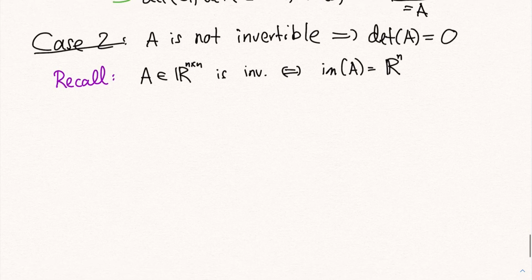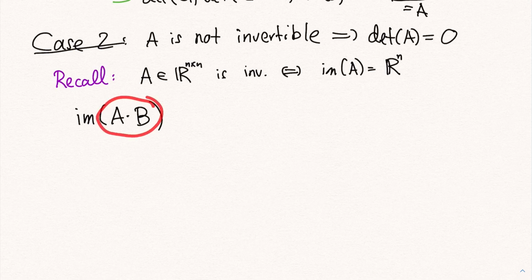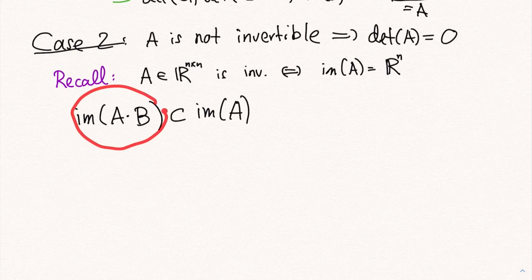But the image of this product of A times B, so the image is the set of vectors I can obtain by multiplying this matrix with some vector. But this, of course, is contained in the image of A, because if I multiply from the right here with a vector, with this b, I get some vector, and therefore in particular the image of the product here is contained in the image of just the matrix A.